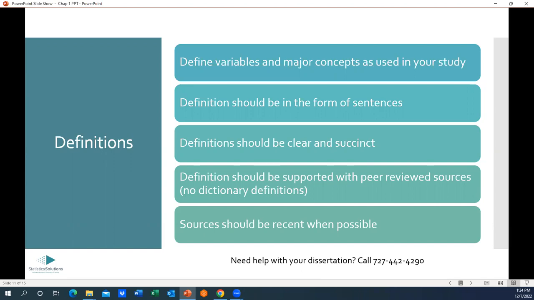That's just a good thing to keep in mind through the whole chapter and the whole dissertation, unless something is historic. And for the definitions, it's not so important to have recent studies because sometimes things are from theories, and theories are a little older. So that one's not so important here, but just moving forward in general, try to keep things as recent as possible. Again, unless something's historical or foundational.